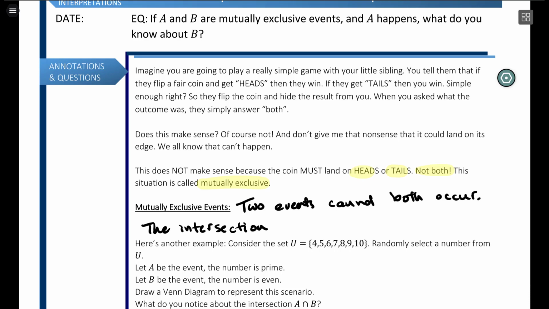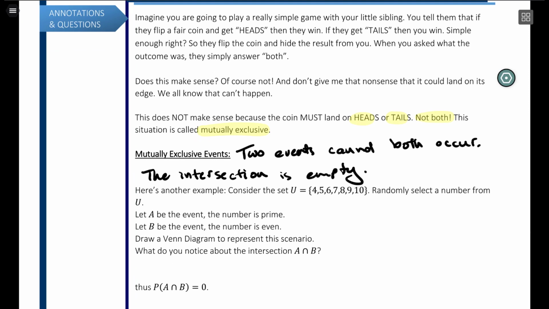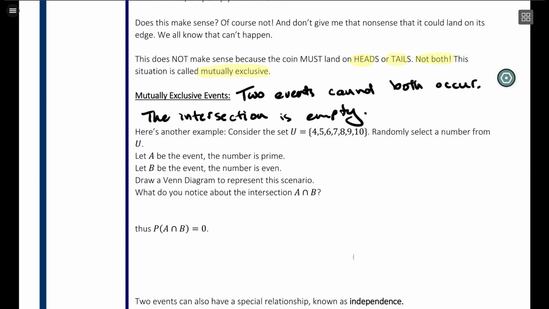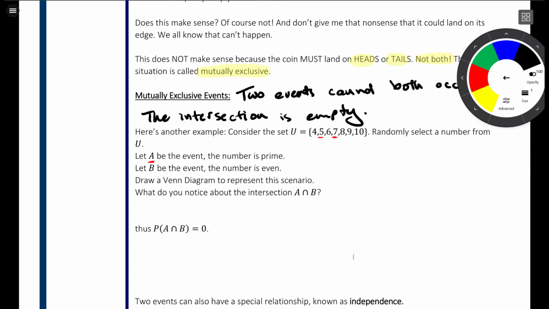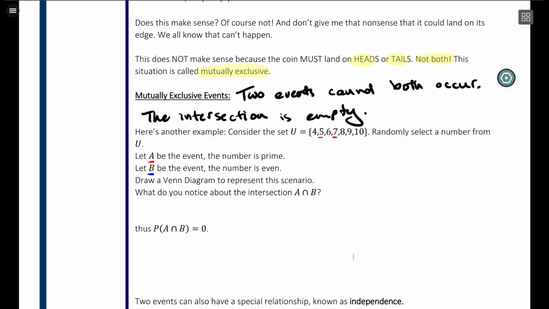Let's look at an example to try and articulate what we mean when we say the intersection is empty. Consider the universal set 4, 5, 6, 7, 8, 9, and 10. So just a few numbers, and let's randomly select one of those numbers from the universal set. A is going to be the event the number is prime. B is going to be the event the number is even. Let's first identify A: the prime numbers are going to be 5 and 7. Then let's define with blue the event B: the even numbers are 4, 6, 8, and 10.